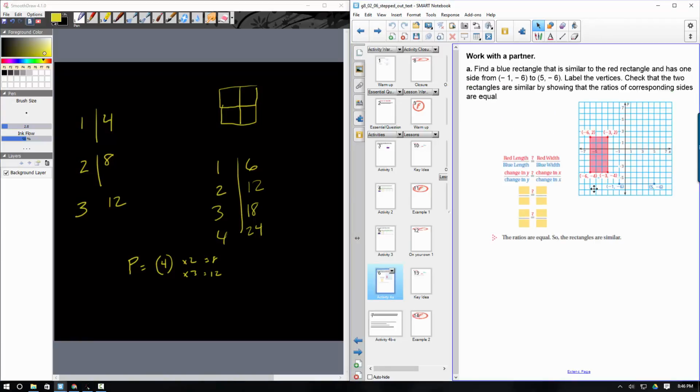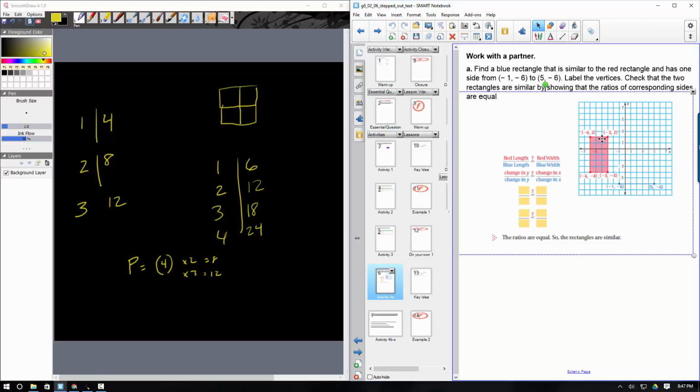So it says here, work with a partner, look at the vertices, and we're now going to find the blue rectangle that is similar and has one side from -6 and label the vertices. So I have it right here. Here are my 2 vertices. If I look here, my rectangle goes up the long ways. 1, 2, 3, 4, 5, 6. And this also is 1, 2, 3, 4, 5, 6. It's basically just on its side is all that we're doing. So that's how we're figuring it out.